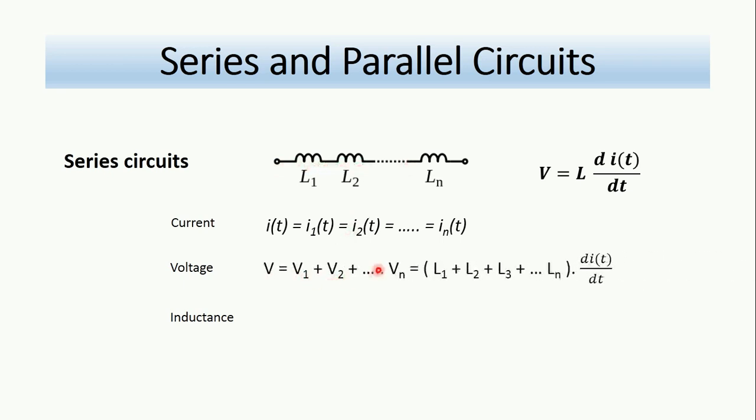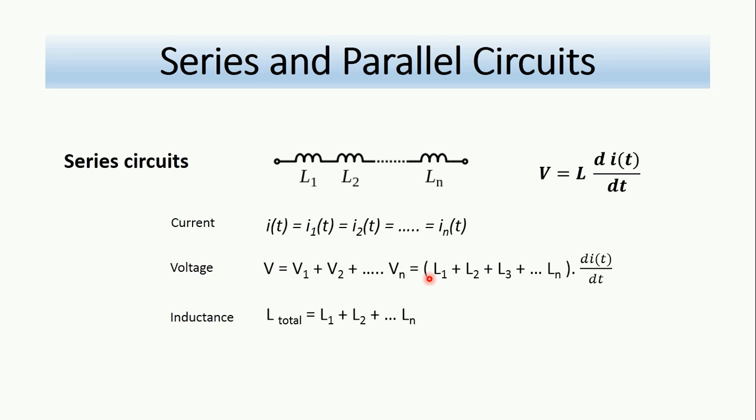And if we look here, if we find V1 plus V2 until Vn, we come to this equation here, where we can see that the equivalent inductance is the sum of the inductances. So we can see that for resistors and inductors, in order to find the equivalent or the total resistance or inductance, we just add up the resistances or inductances that we have.